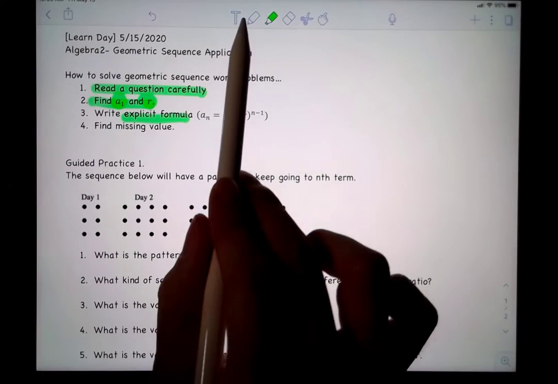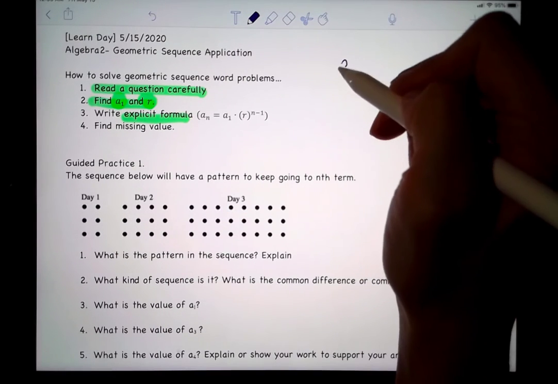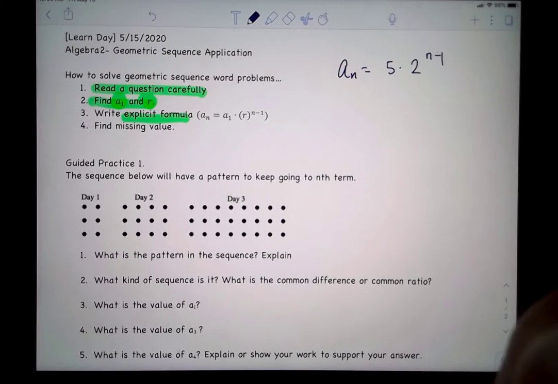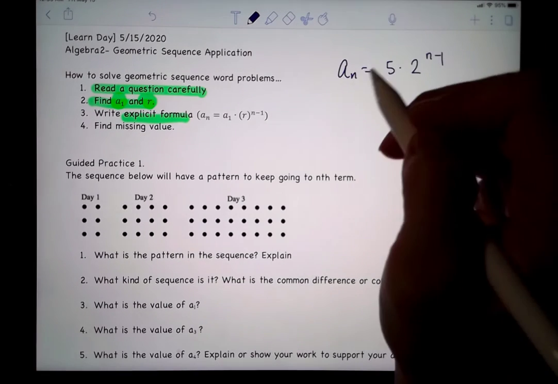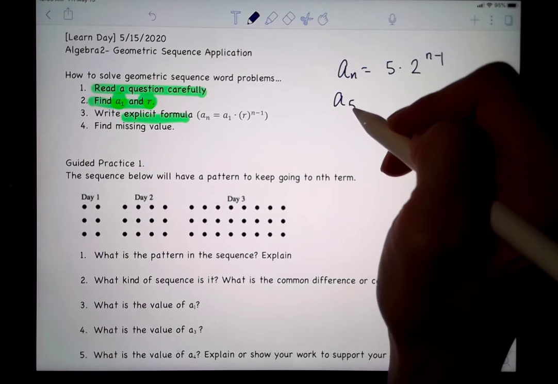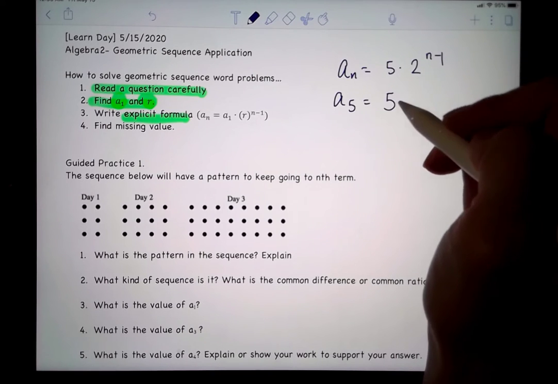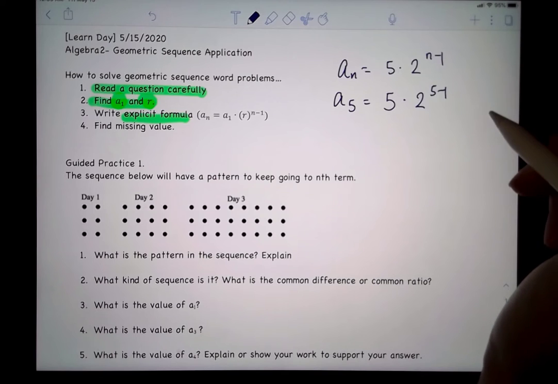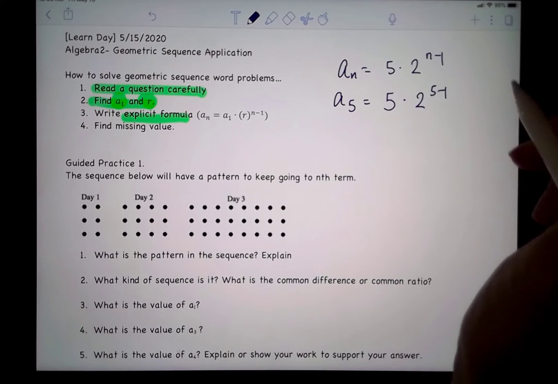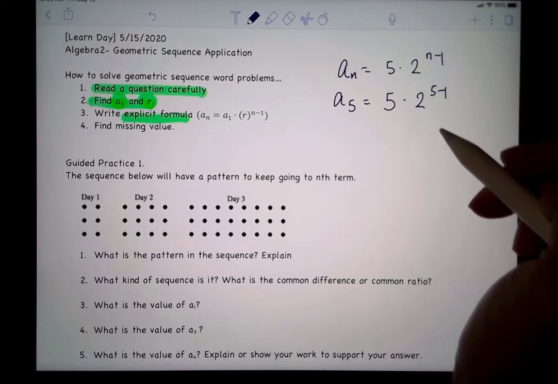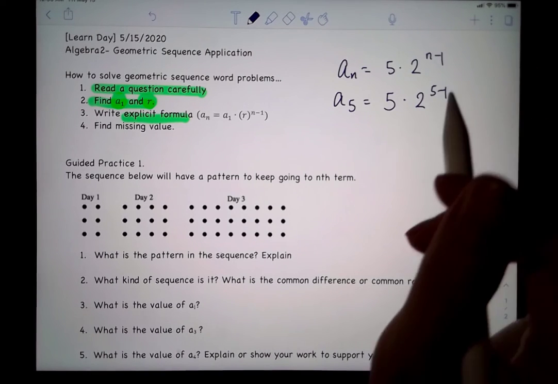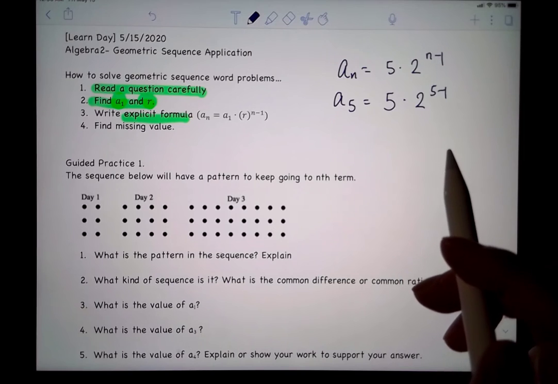Yesterday we did that kind of thing. So an equals 5 times 2 to the n minus 1. If you get your explicit form, then you can get whatever term. For the fifth term, you do 5 times 2 to the 5 minus 1, and you just calculate the number, then you will get the answer, right? We did that this week, and today we are applying it to the real world problem.